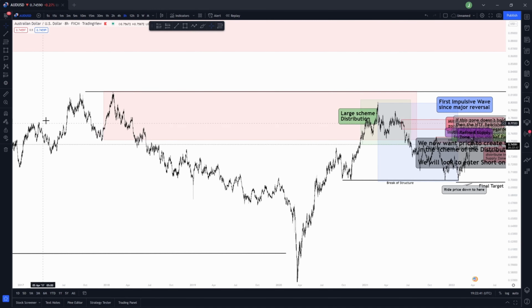Now the fact that price reversed in this zone and protected the high is confirmation to me that price should actually continue trading down lower. So we take that bias with us as we dive in.